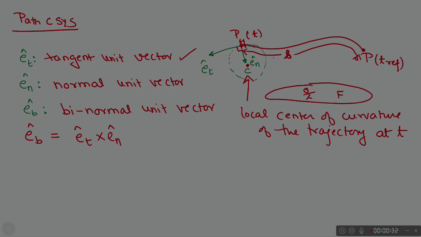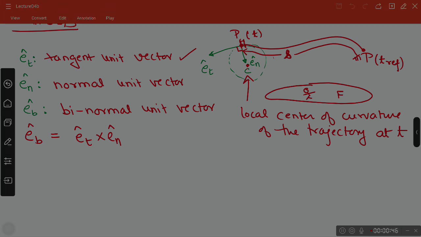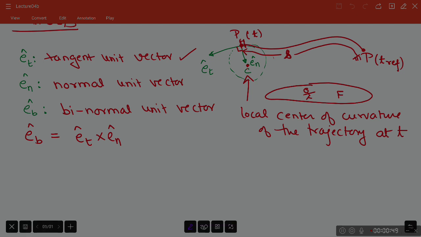In this coordinate system, we have three basis unit vectors. These unit vectors are mutually perpendicular and the notation of these three unit vectors are as shown here on the slide. The first unit vector is called the tangent unit vector. We denote that unit vector using this symbol E hat subscript t.